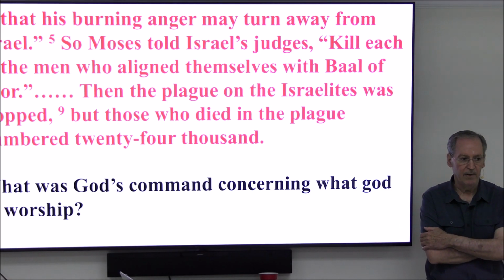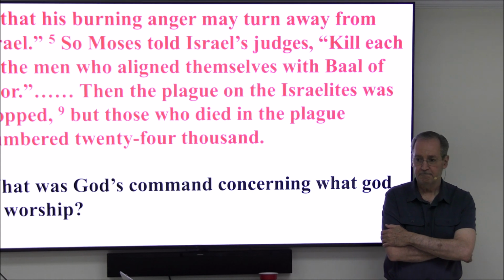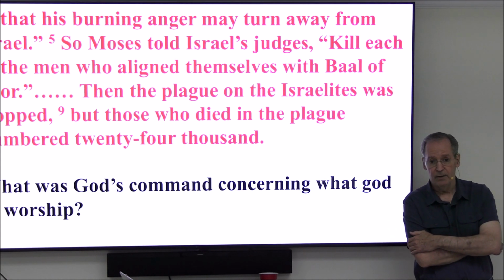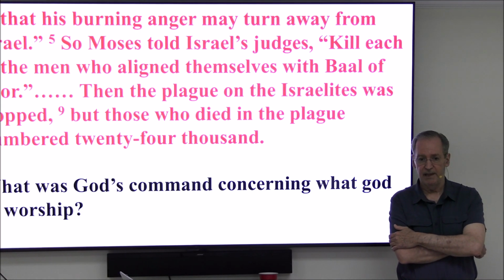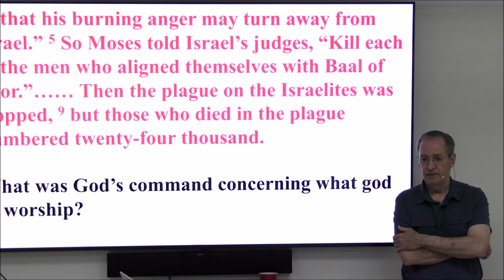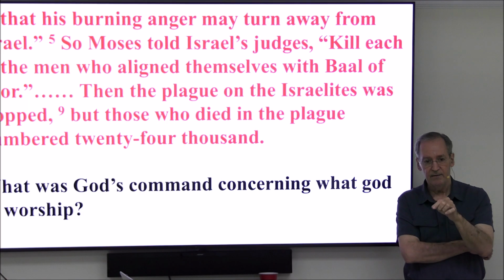Okay, about how many Jews were there at this time? It's somewhere around 2 million probably. So 24,000 sounds big until you compare it to 2 million. Doesn't sound as big. Why was it good for the people that they killed them?